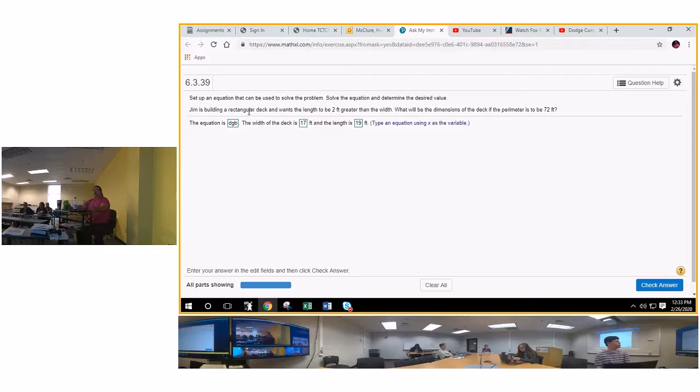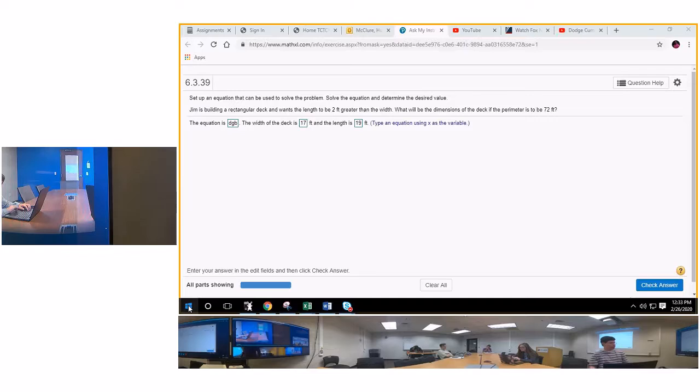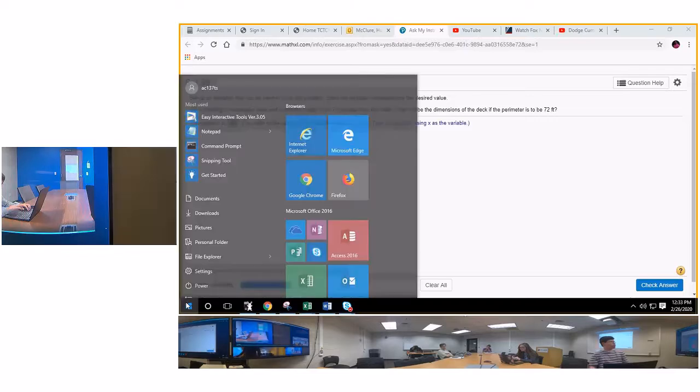Set up an equation that can be used to solve the problem, solve the equation. Jim is building a rectangular deck and wants the length. Okay, so let's write that down. Length, rectangular, and my whiteboard is gone. Oh. Give me a second.